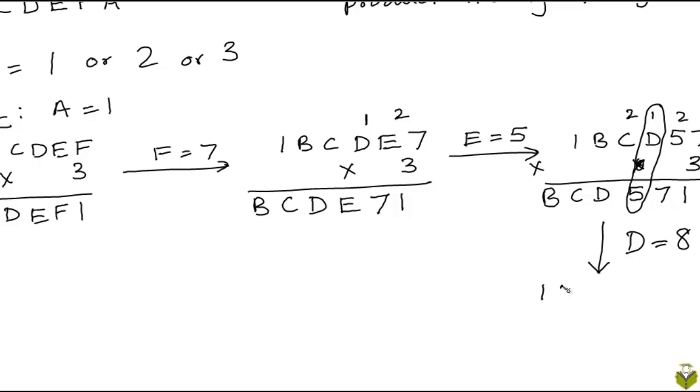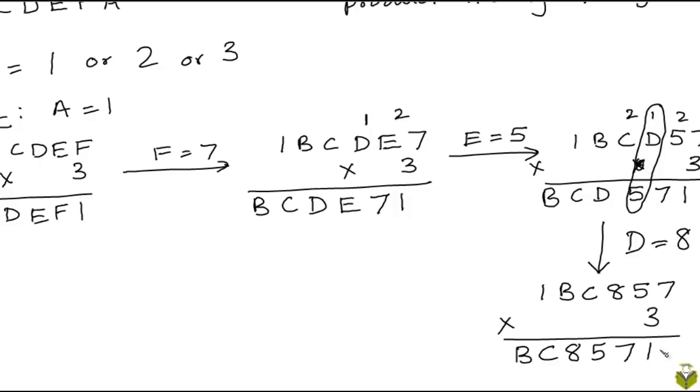We get 1BC857 multiplied by 3, producing BC8571. So again, writing the carries as they are from here. So 3 8s are 24, 24 plus 1 is 25. We carry a 2 forward here and we write a 5 here.